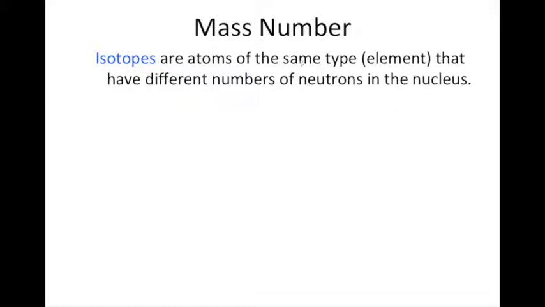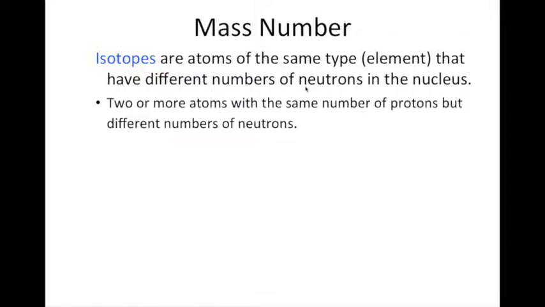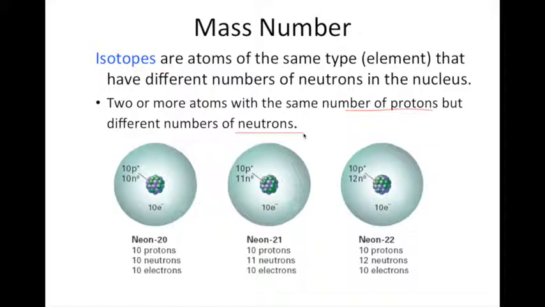So now let's talk a little bit about isotopes. Isotopes are atoms of the same element that have different numbers of neutrons in the nucleus. Put another way, isotopes are two or more atoms with the same number of protons. So they're the same element because they have the same number of protons, but they have different numbers of neutrons. So here's an example. Here we have neon, neon 20. This is one way to represent an isotope. We have the element neon dash 20. 20 represents the mass number.